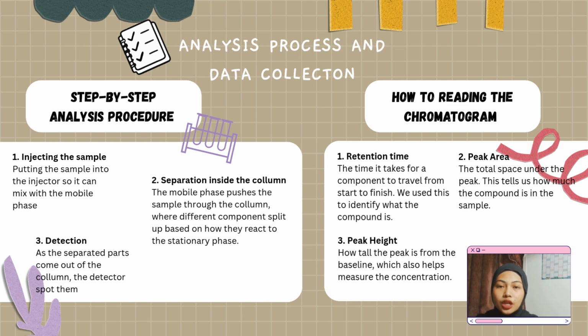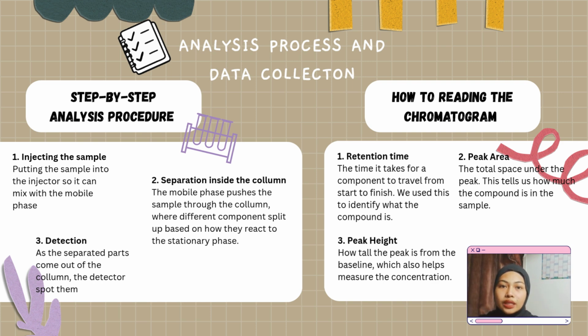Second is the separation in the column. As the mobile phase pushes the sample through the column, the components start to separate because some like to stick to the stationary phase, while others prefer to move along with the liquid or gas. The third is the detection process. Once the separated parts exit the column one by one, the detector catches them.